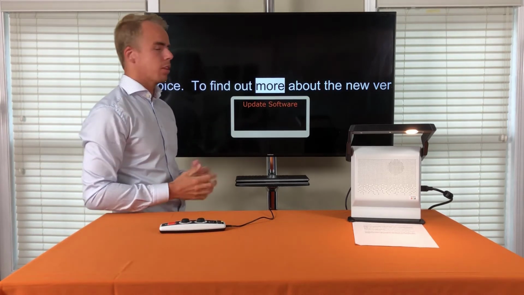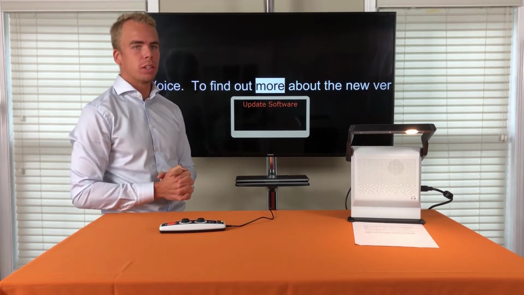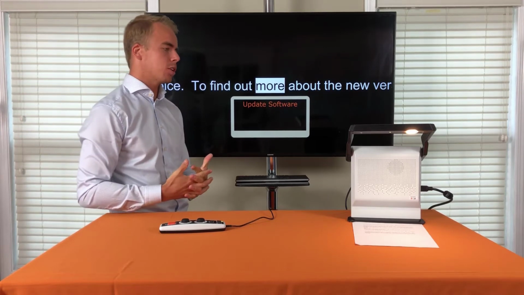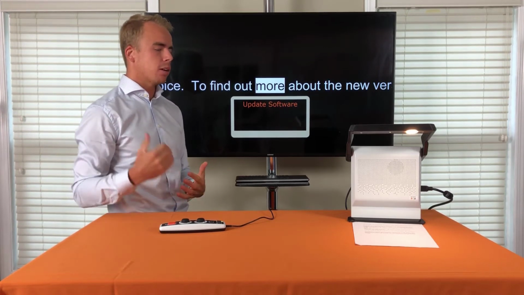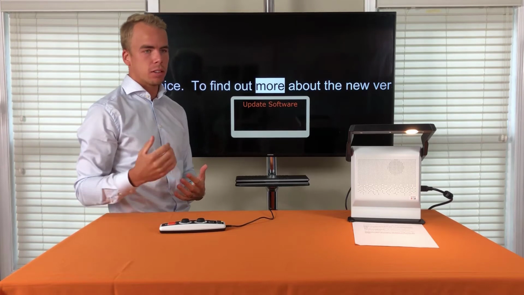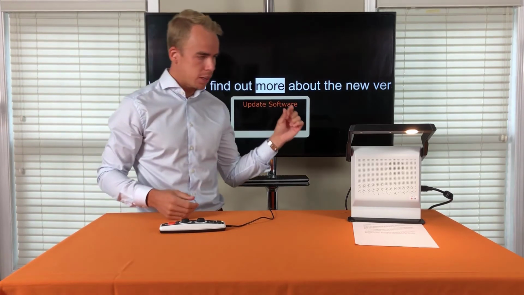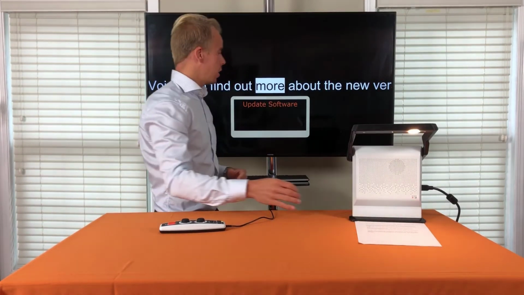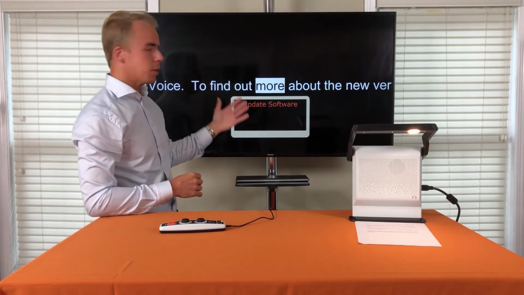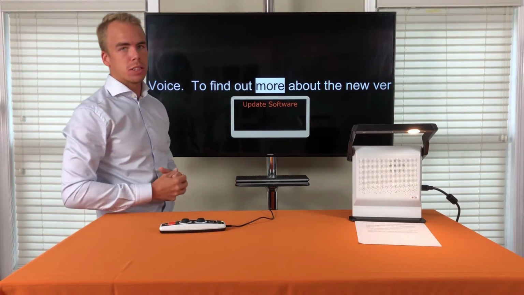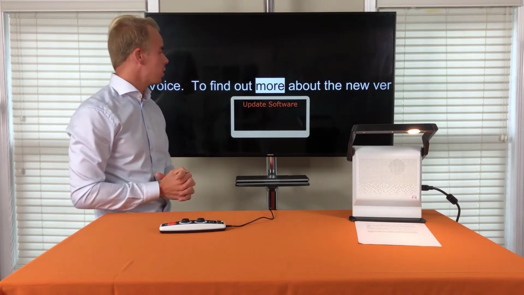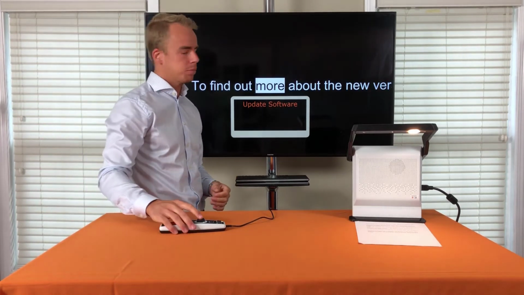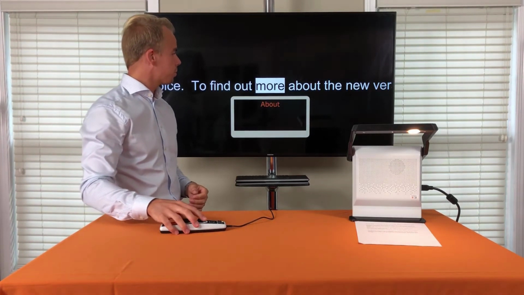Update software. Press to select. This is also pretty useful. Let's say we're coming out with a new software version. You can download it from the website, add it on a USB flash drive, plug the flash drive in on the back of the unit here in the USB ports, and then go into settings, go here to about, update software. You will press the button and it will automatically update the software. It's very simple. Back.